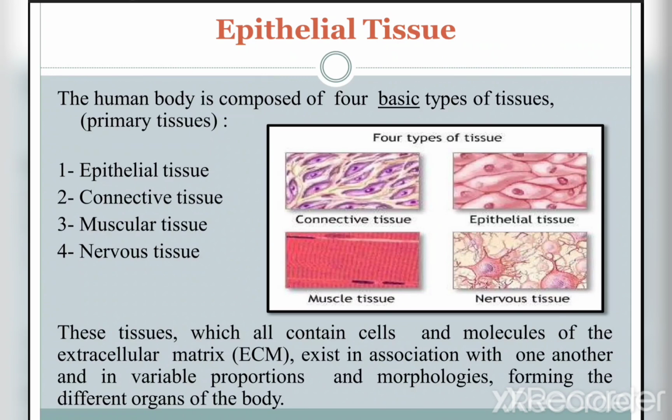For example, in the hand or in the arm, you can see different compositions. The four main elements of tissues are found, for example, in the arm, hand, and forearm.